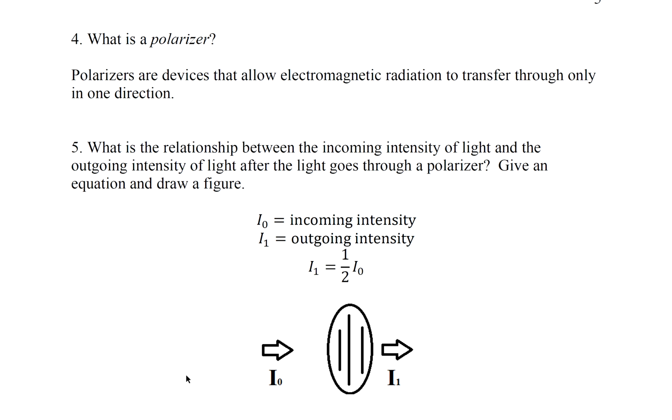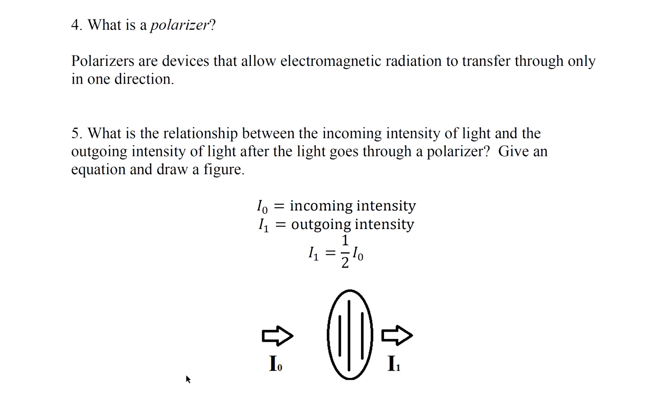Question 4. What is a polarizer? Polarizers are devices that allow electromagnetic radiation to transfer through only in one direction. Question 5. What is the relationship between the incoming intensity of light and the outgoing intensity of light after the light goes through a polarizer? Okay, this is the equation. I out equals 1/2 I in, or I1 equals 1/2 times I sub 0, or I naught.